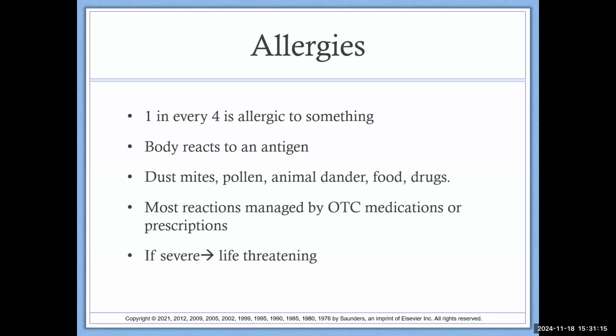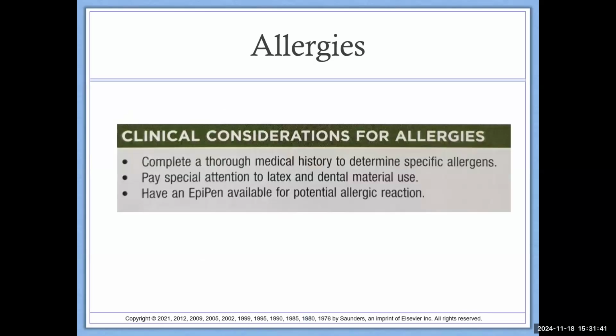With allergies, 1 in every 4 people is allergic to something, and the body reacts basically to some sort of antigen. It could be a food, a medication of some sort. It could also be anything from dust mites, pollen, animal dander, food, or drugs. Most reactions are managed by over-the-counter medications or prescriptions, but if it's severe, then it's life-threatening. And I think we talked about how patients like this should be getting some sort of EpiPen that could save their life. Okay, so you have to pay attention to what patients are allergic to so that you can avoid the use of them or having those substances near patients when you're treating them in the dental clinic.